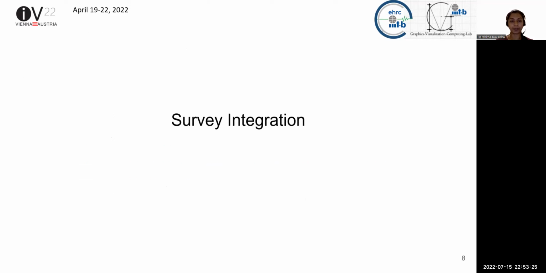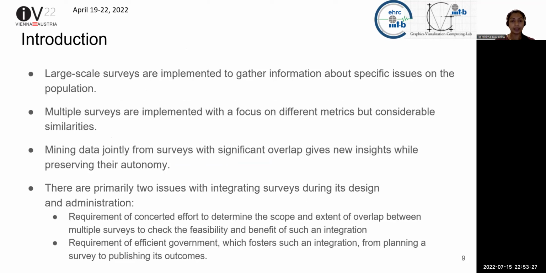Survey integration. Large-scale surveys are implemented to gather information about specific issues in the population. However, conducting national population surveys for low and middle income countries with high population density becomes challenging. Some of their surveys tend to overlap in the outcome with spatial, temporal, or both scopes. Mining data jointly from surveys with significant overlap gives new insight while preserving its autonomy.